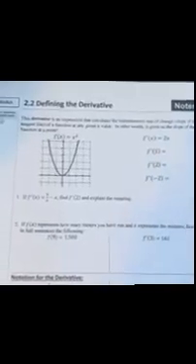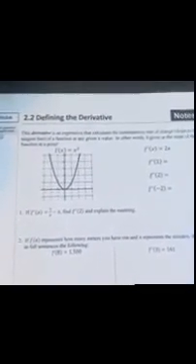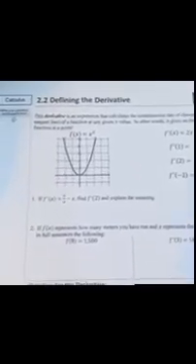Unit 2.2, defining the derivative. The derivative is an expression that calculates the instantaneous rate of change, or slope of the tangent line, of a function at any given x value. In other words, it gives us the slope of the function at a point.